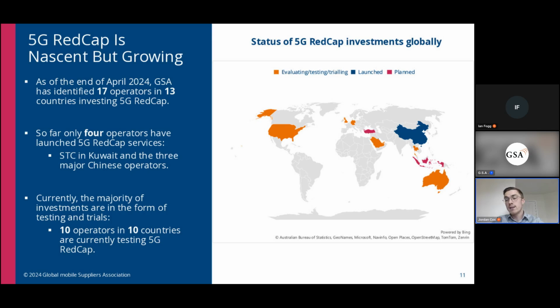According to GSA data, only 4 operators have so far launched RedCap, these operators being STC in Kuwait and the 3 major Chinese operators, China Unicom, China Mobile, and China Telecom.